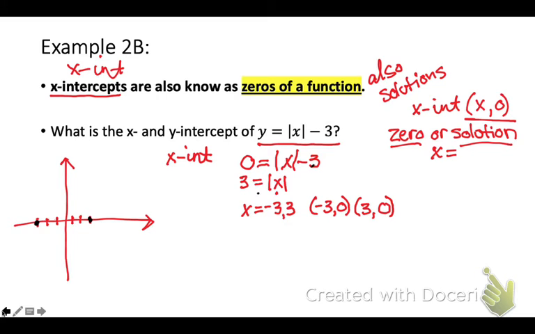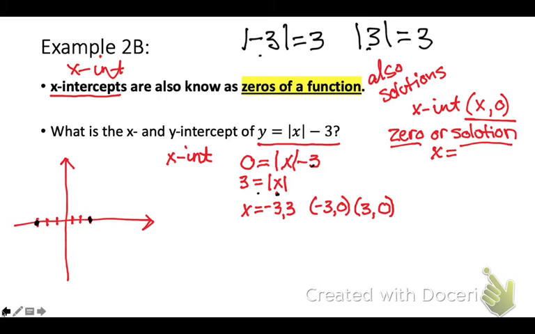Okay, so in an absolute value, what is the absolute value of negative 3? 3. What is the absolute value of 3? 3. Absolute value is distance. How far is negative 3 away from 0? 3 units. How far is 3 away from 0? 3 units. Okay, so in here could be a positive or negative 3.